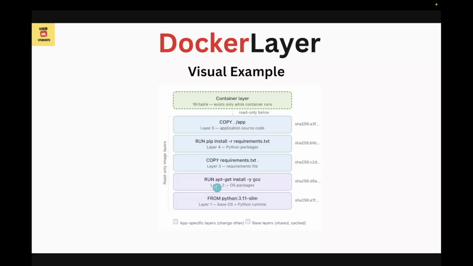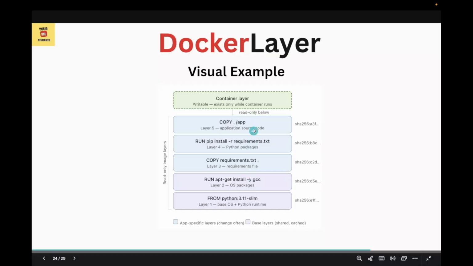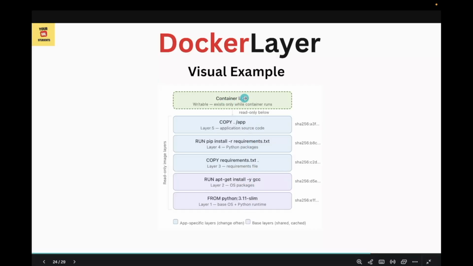Then in layer 2 I ran the command RUN apt-get install -y gcc. Again, in our demonstration I did not run exactly the same command, but just think of it that way. It is installing something, and this is layer 2. Then in layer 3 I did COPY requirements.txt. Then layer 4, RUN pip install something. And in layer 5 I was copying the app folder, correct? All these layers below are read-only. You can see the container layer is writable and exists only while the container runs.